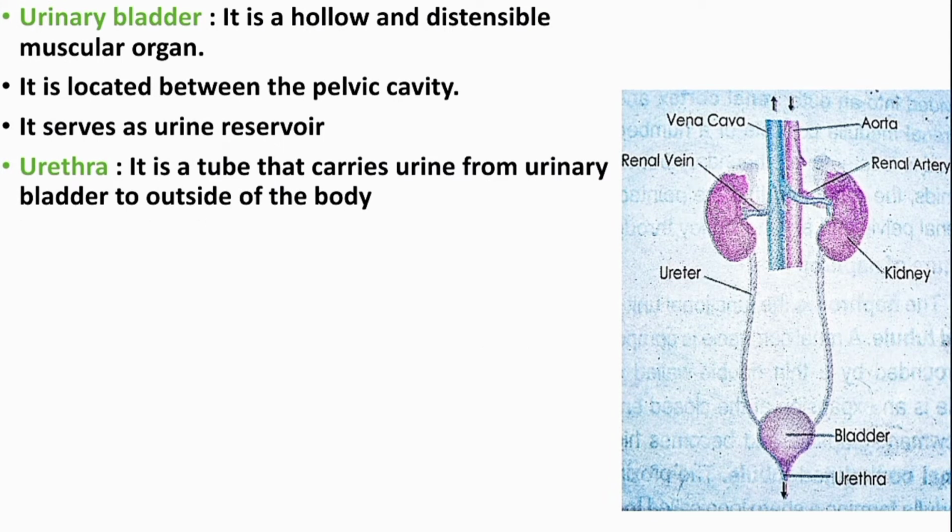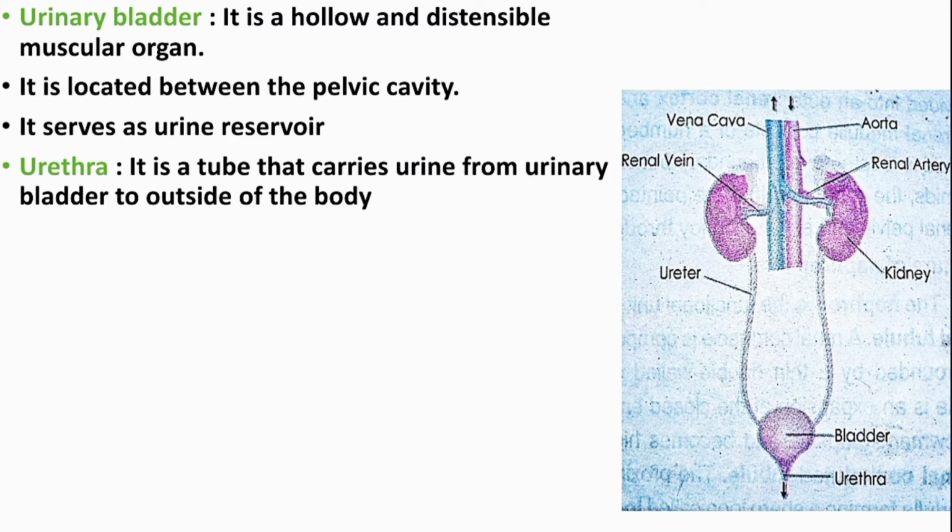The urinary bladder is the next organ to the ureter. The urinary bladder is a hollow and distensible muscular organ. Hollow means that there is a space inside the bladder, and distensible muscular organ means that the urinary bladder has the ability to be stretched.